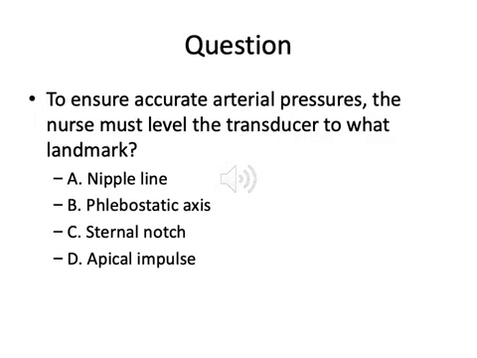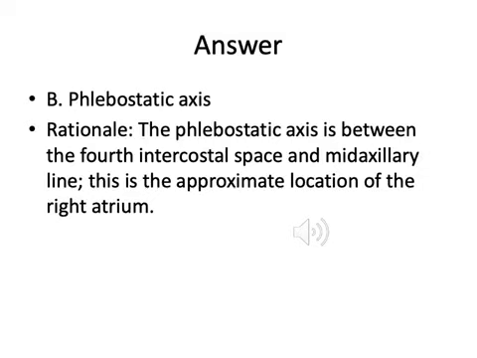So if you have a question or if I ask you إنه to ensure accurate arterial pressure the nurse must level the transducer to what landmark؟ اللي phlebostatic axis ولا nipple line ولا sternal notch أو الأبيكال pulse؟ Your answer should be B اللي هو phlebostatic axis أو phlebostatic point، اللي هي عبارة عن fourth intercostal space مع المد axillary line. أوكي، وغالبا it's the approximate location ل right atrium، وهذا اللي احنا بنسميه leveling. فلما تسمعوا leveling للارتيريال لاين او الهيمودايناميك بريشر سيت، هي عبارة عن leveling transducer او transducer should be leveled to the phlebostatic axis او phlebostatic point.